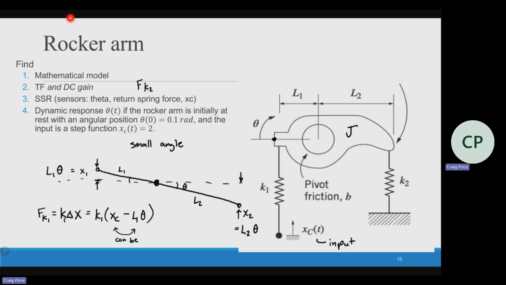Yeah, because this is our definition. So then we take this force multiplied by L1 to get a torque. So that would just be K1 L1. Yeah, just on the right side. Our goal is to find the transfer function, a single input, single output. You can find the DC gain just in terms of variables at this point. And then the goal is to work on the SSR.